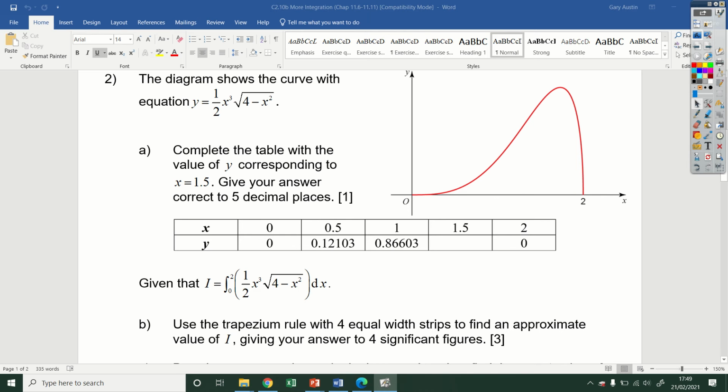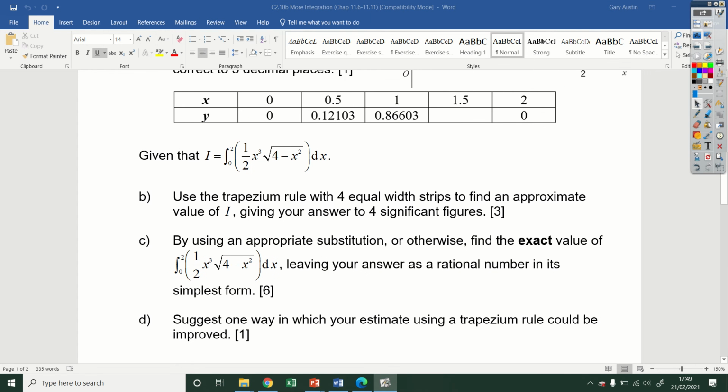And then given that I is this integral here, that's going to give this area between 0 and 2. Just double check that this part here does exactly match what's up here, and it does. There's no difference there. So then you want to use the trapezium rule with 4 equal strips. That's the same as saying 4 trapezia, but note that's going to give you 5 what we call ordinates. It's going to give you 5 x values because your 4 trapezia will give you 5 x coordinates like that, okay? All right, so for 3 marks, use the trapezium rule.